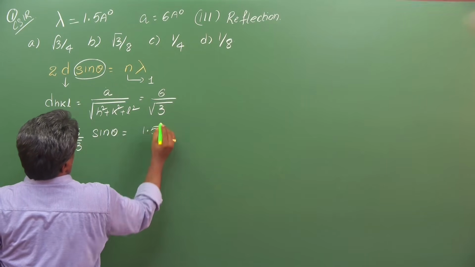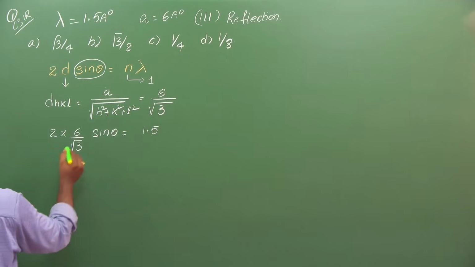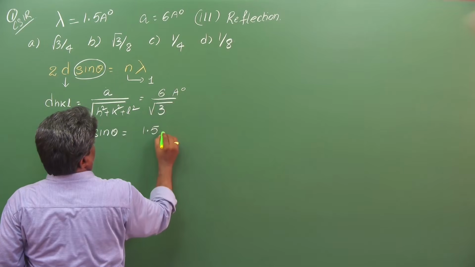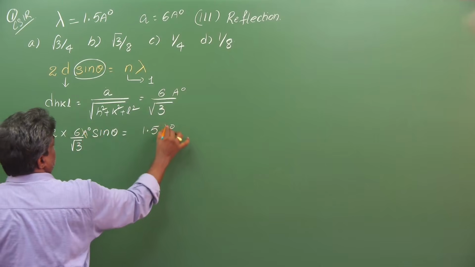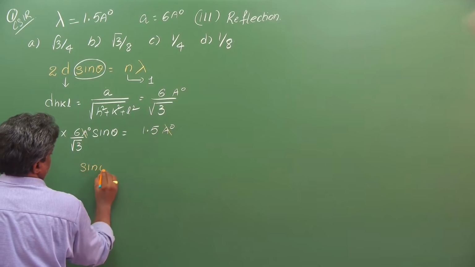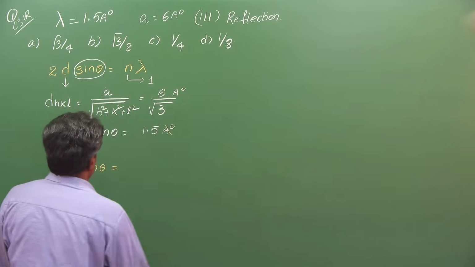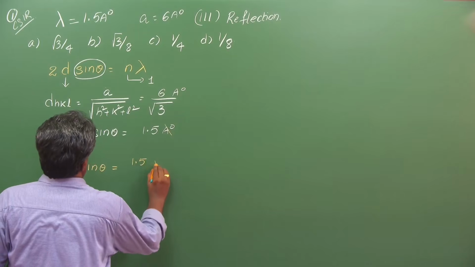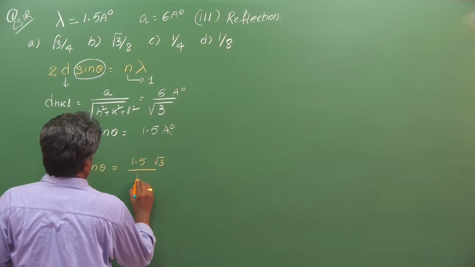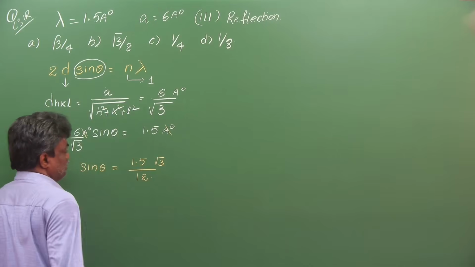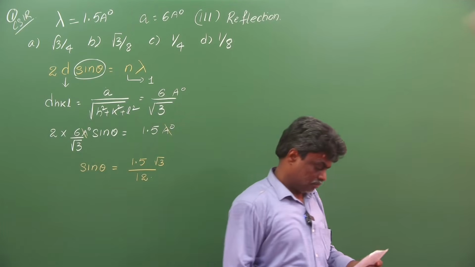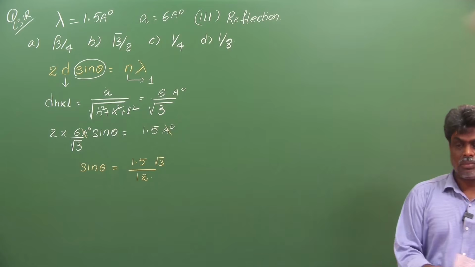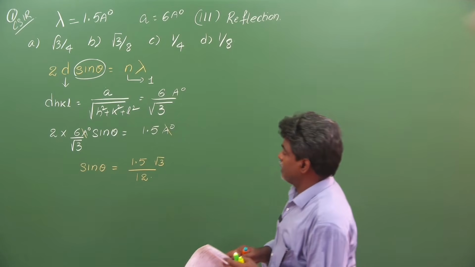Lambda given 1.5. So angstrom gets cancelled and we get sin theta. 1.5 into root 3 by 12. Root 3 by 8.